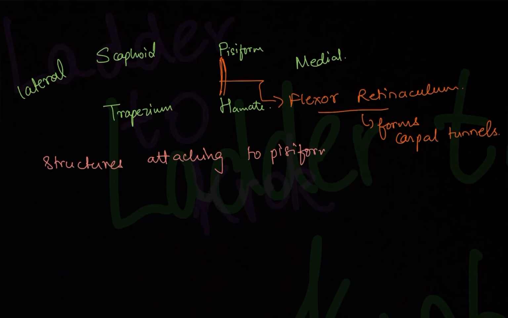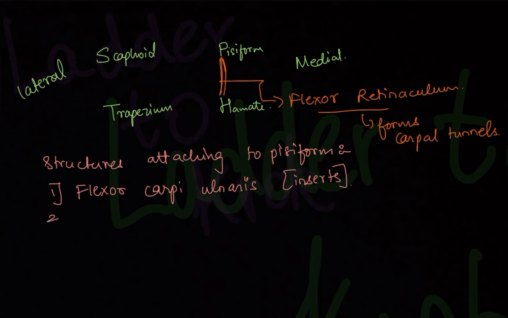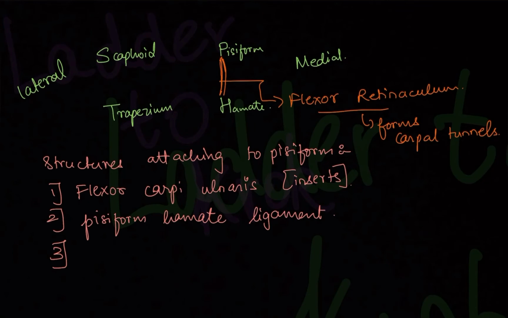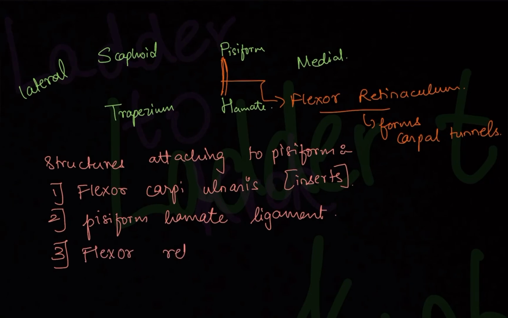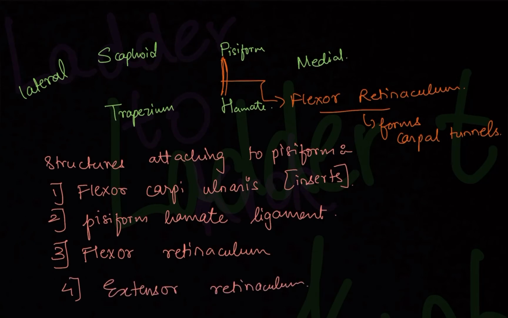Pisiform carpal bone. Where is pisiform present? On your medial side. On the medial side, which bone do you have? You have the ulna, right? So here we'll attach flexor carpi ulnaris. Insertion for the flexor carpi ulnaris is pisiform. You have the pisiform hamate ligament. Then you have flexor retinaculum, which connects pisiform and the hamate. Now if you have flexor retinaculum, there should be an extensor, right? So you have extensor retinaculum as well. These structures are very easy, I guess. So let's move on with the carpal tunnel.